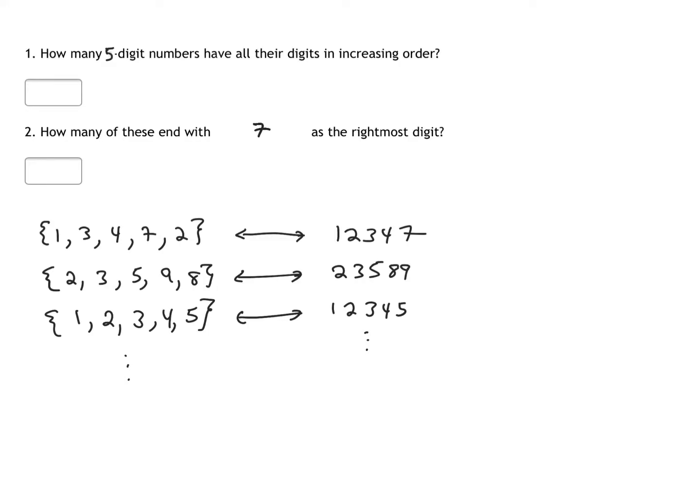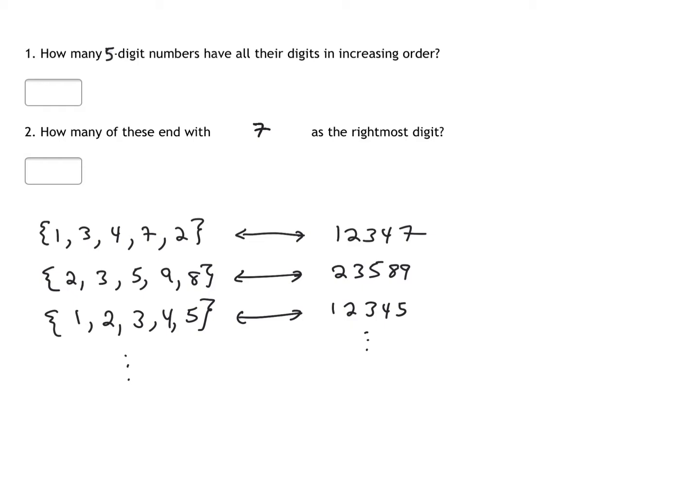Here's a solution to a simplified version of one of the homework problems. Here we're asked how many 5-digit numbers have all their digits in increasing order. And the key observation is that if you give me any set of numbers, there's only one way to put them in increasing order. So if I want to construct 5-digit numbers that have their digits in increasing order, I could do it in 2 steps.